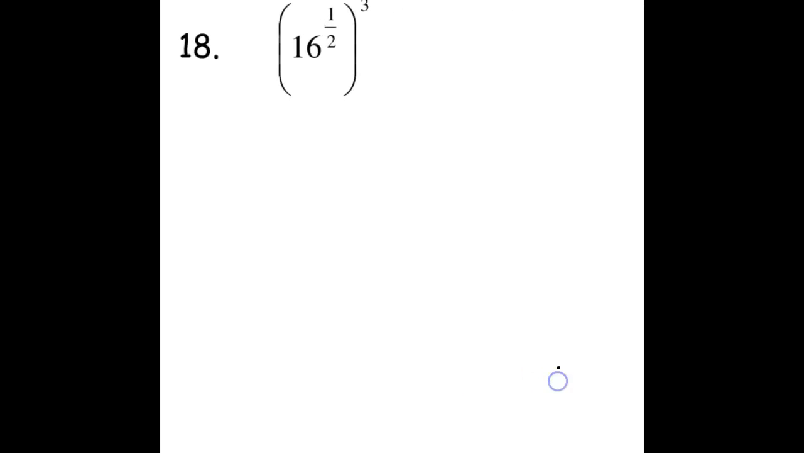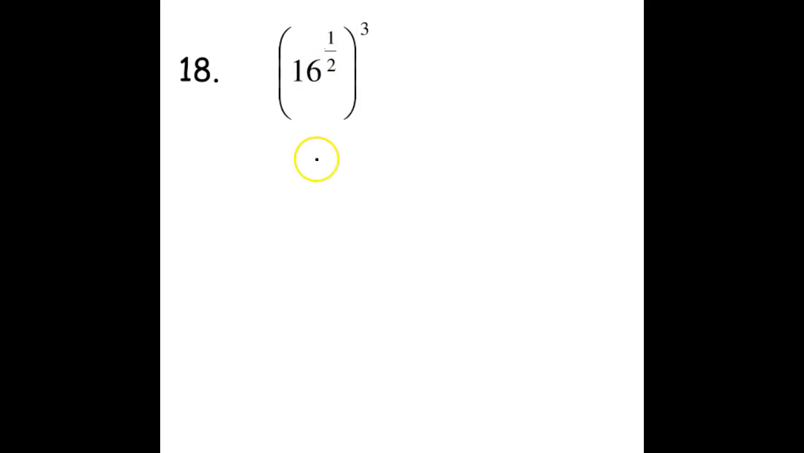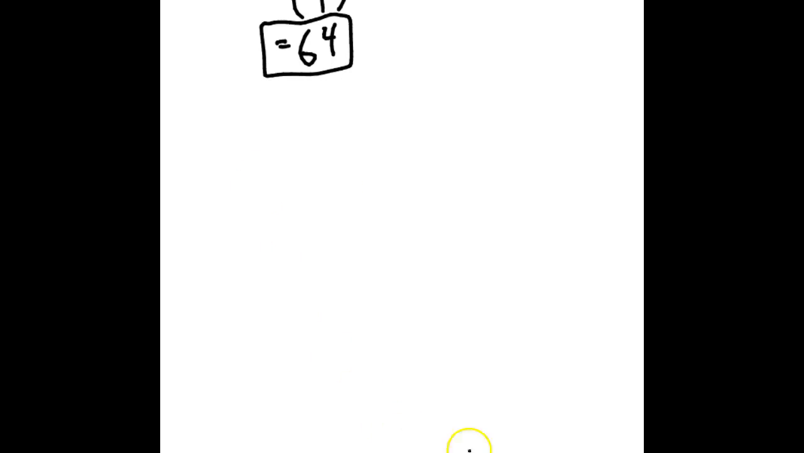Okay, number 18. Go ahead and do the parentheses first. Inside the parentheses, what's the square root of 16, or 16 to the 1/2? And you'll get 4. Bring down the 3 on the outside, and 4 to the 3rd power. 4 times 4 times 4 is 64. Final answer. Okay. So the next page, go to number 19.